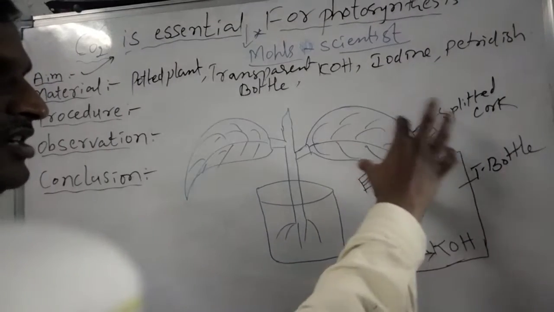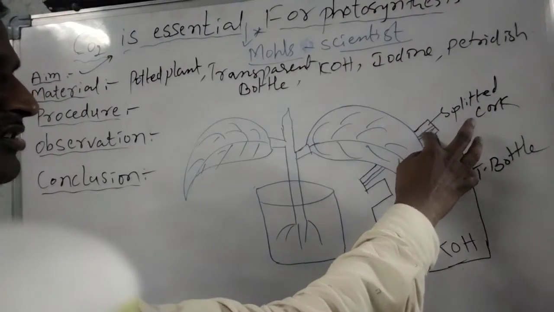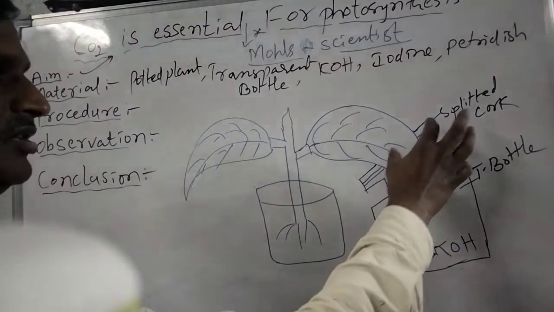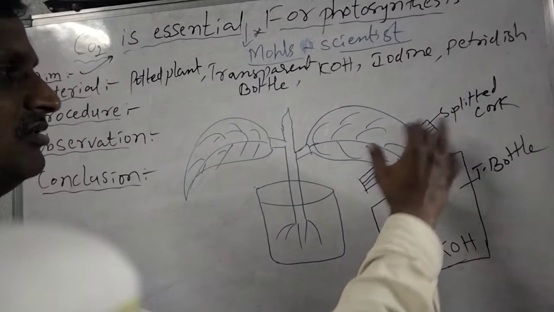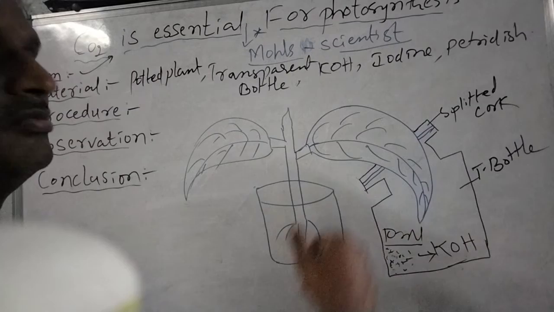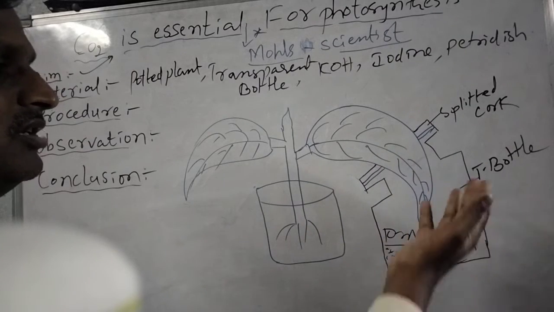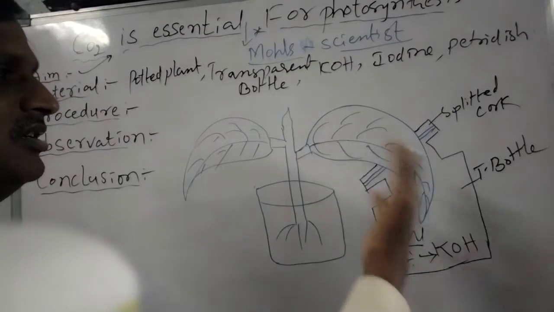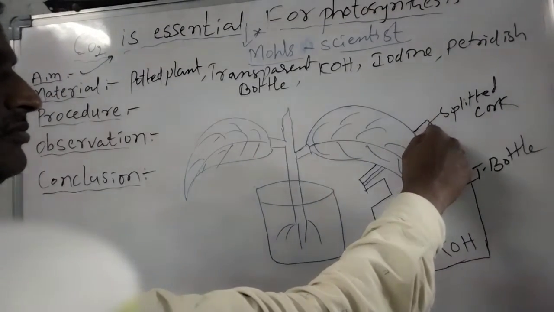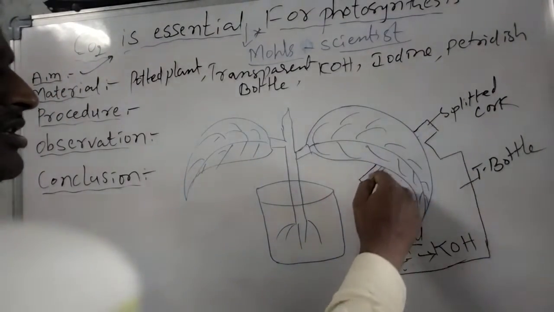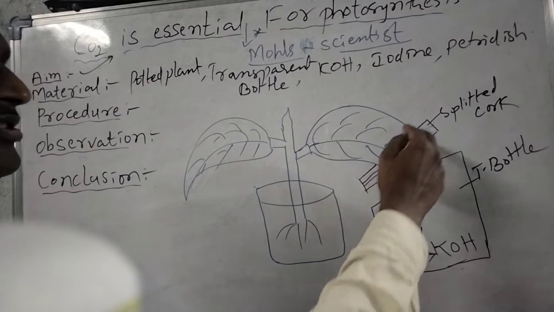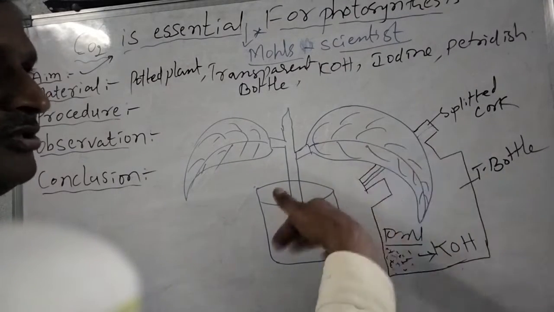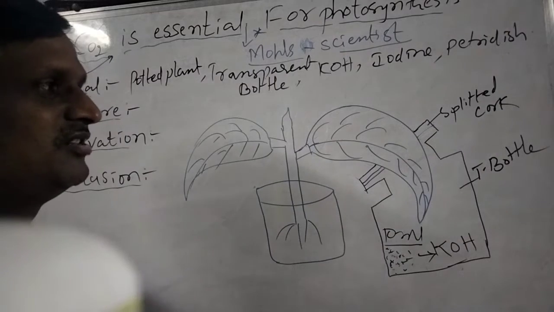Then after inserting the split cork, if there is any gap, this gap should be covered with some Vaseline. For what? Further movement of air into the bottle should be prohibited. That's why, where there is the split cork, if there is any empty space, that empty space should be covered with Vaseline.